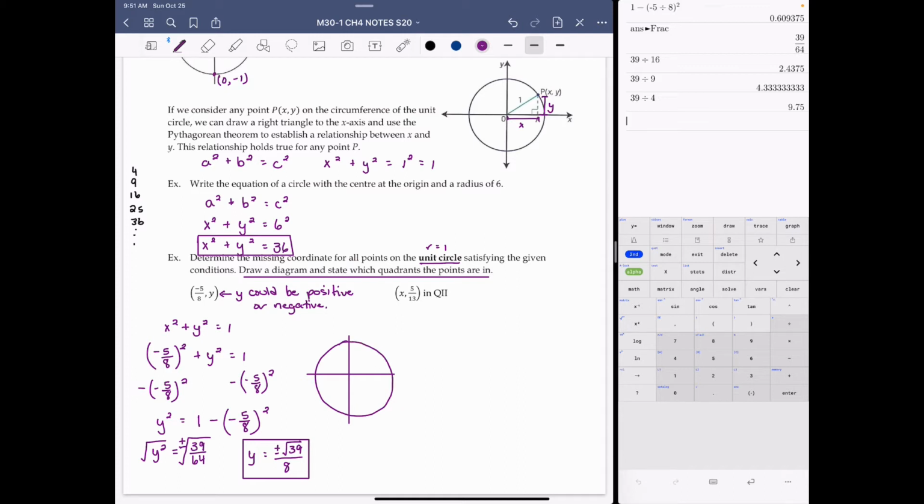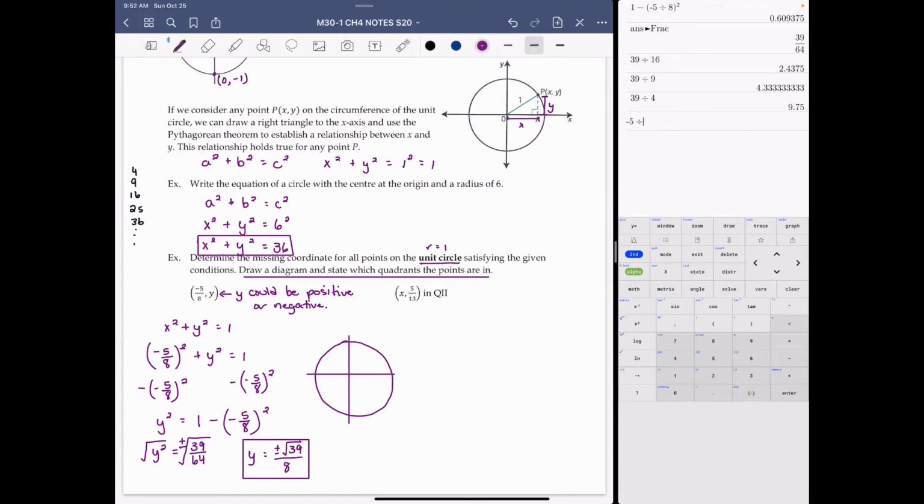Not the best, but pretend the center of that circle is at the origin. Then if we have a negative x value, it would have to be on the left side, because that's our negative x values. So we could have 1 point in quadrant 2 and 1 in quadrant 3.